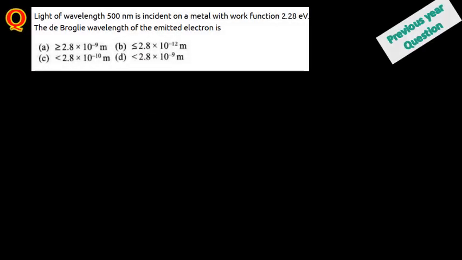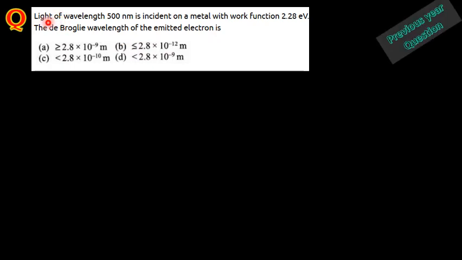This is a little important. This question was asked in a competitive exam. See here, light of wavelength 500 nanometer is incident on a metal surface. The work function here is 2.28 electron volt. Find the de Broglie wavelength of the emitted electron. It will seem a little confusing, but it's not confusing.